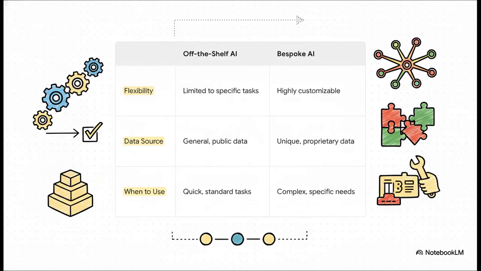And this is where the trade-offs become super clear. On one hand, you have those off-the-shelf tools. They're amazing for quick, everyday tasks, but they're not very flexible, and they're trained on general, public data. Bespoke AI, though, is the complete opposite. It's incredibly customizable, and this is the key part, it can be trained on a company's own unique data. That's what makes it so powerful for tackling those really specific business challenges.